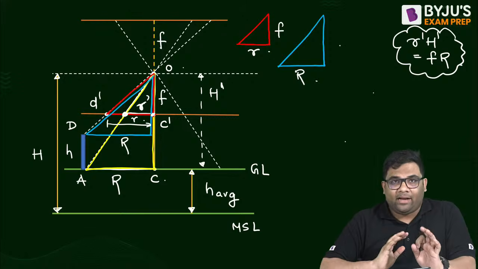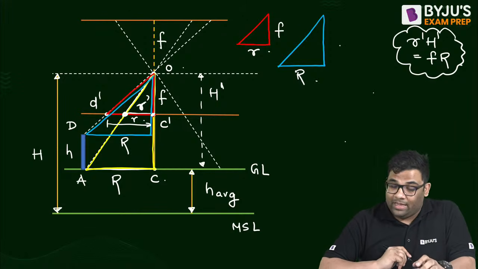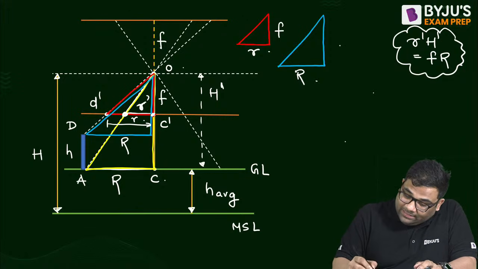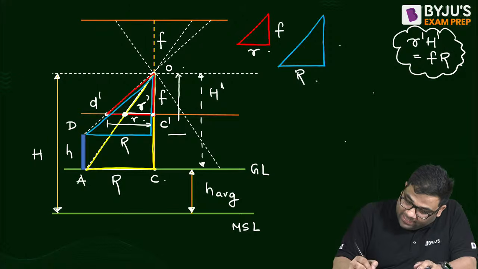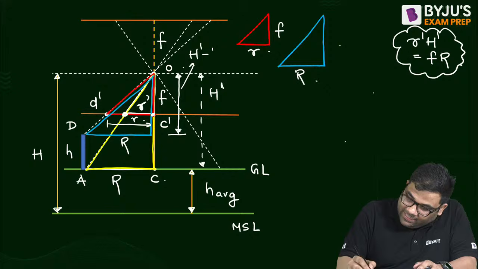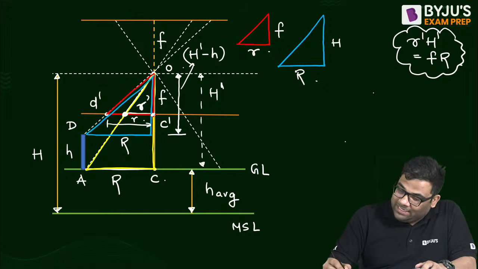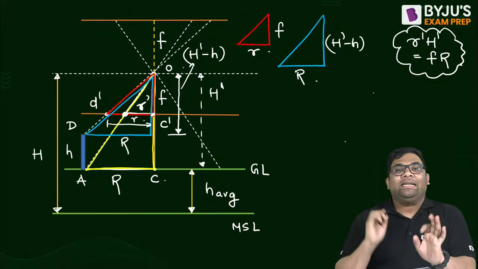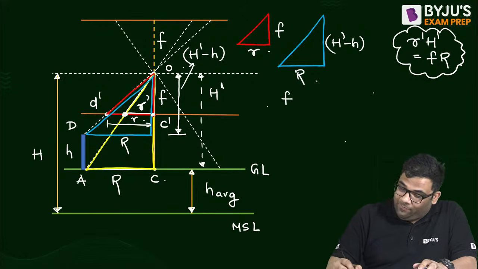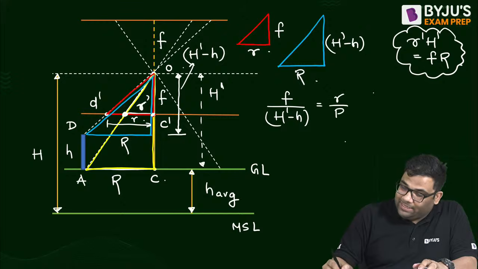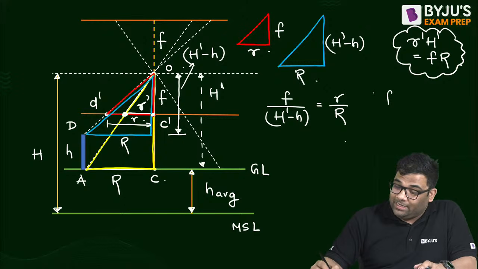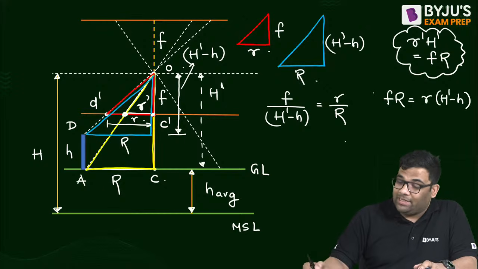See the triangles, compare the triangles. This is F. And if you see this height, can I say this height is nothing but H dash minus H? Yes, it is H dash minus H. Now by similarity, F by H dash minus H is equal to small r by capital R. So from here I get F R is equal to r into H dash minus H.